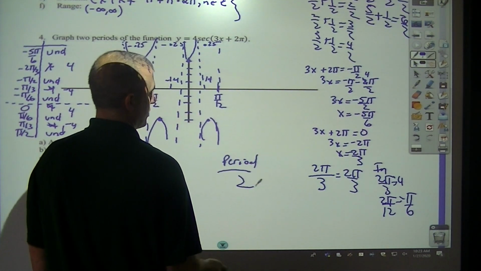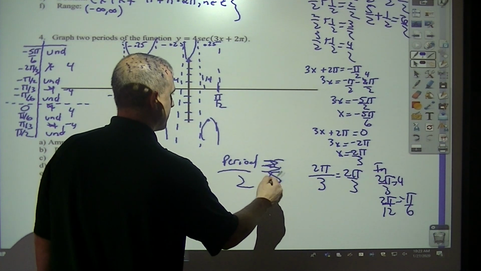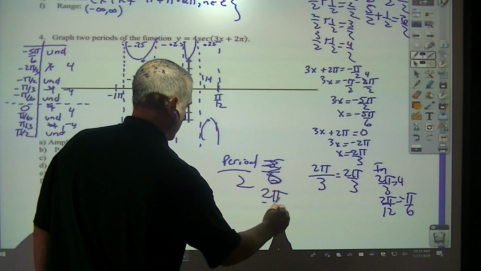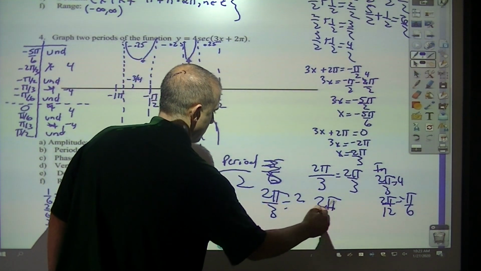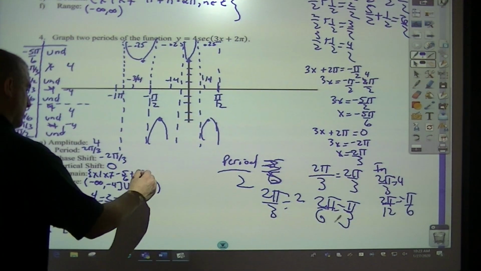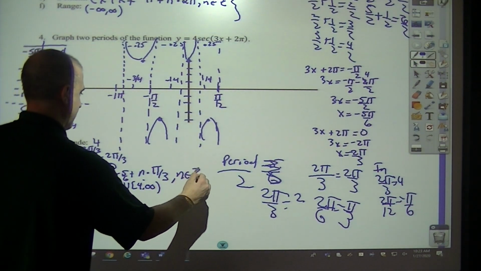You take your period divided by 2, which in my case was negative 5/6. No, I'm sorry, not negative 5/6. It was 2/3 divided by 2, which is 2, and this 2 would come underneath, there would be 6, which would be pi over 3, where n is an element of integers.